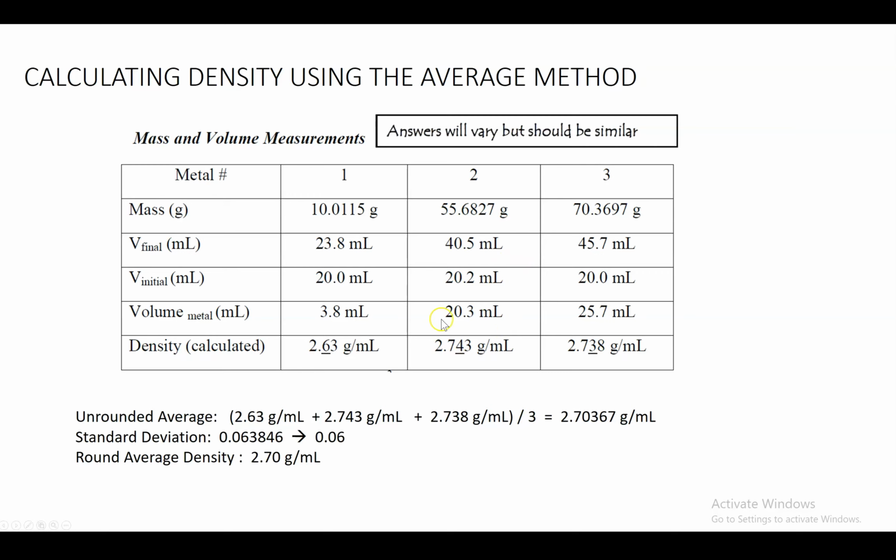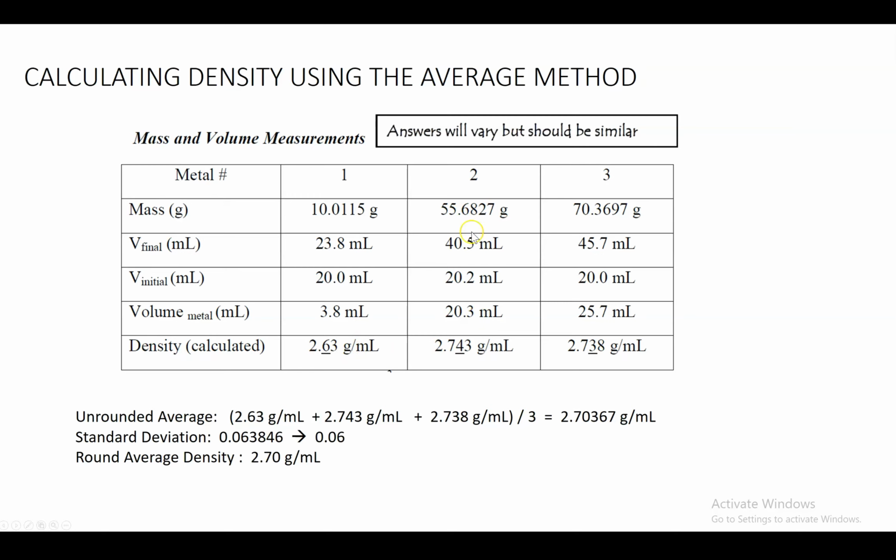And similarly, you can do the same to figure out the volume of object 2 and object 3. And to then calculate the density of the metal, we know the density equals mass divided by volume. So if we take this mass, 10.0115, divided by the volume of 3.8 milliliters, then we'll get the density of 2.63 grams per milliliter. So this will be the density of this object 1.